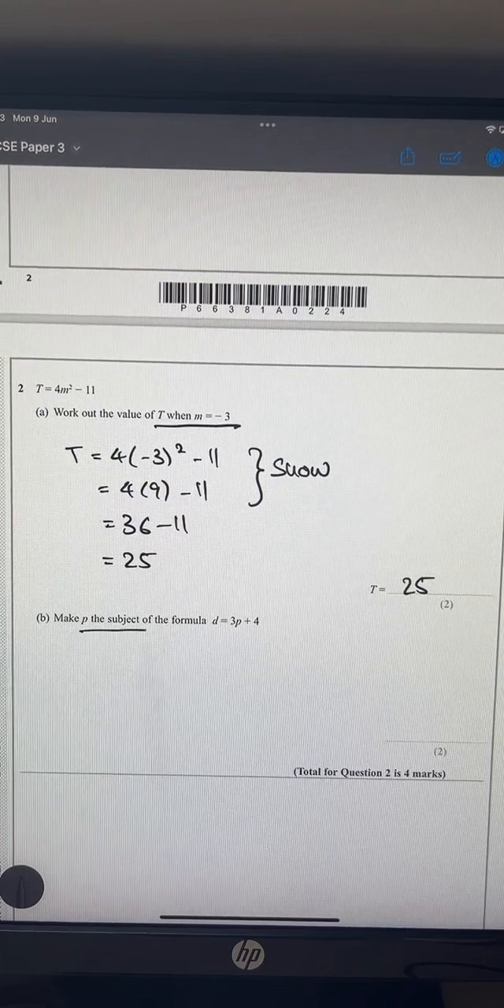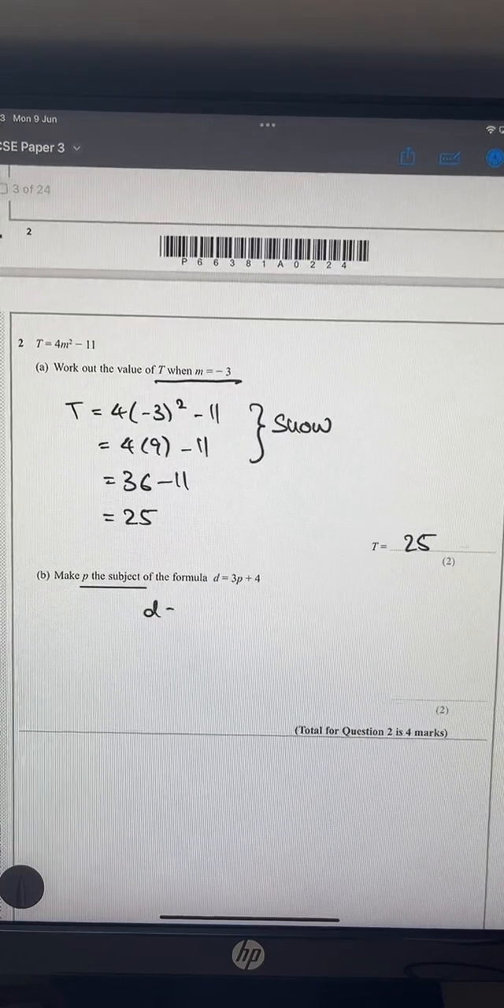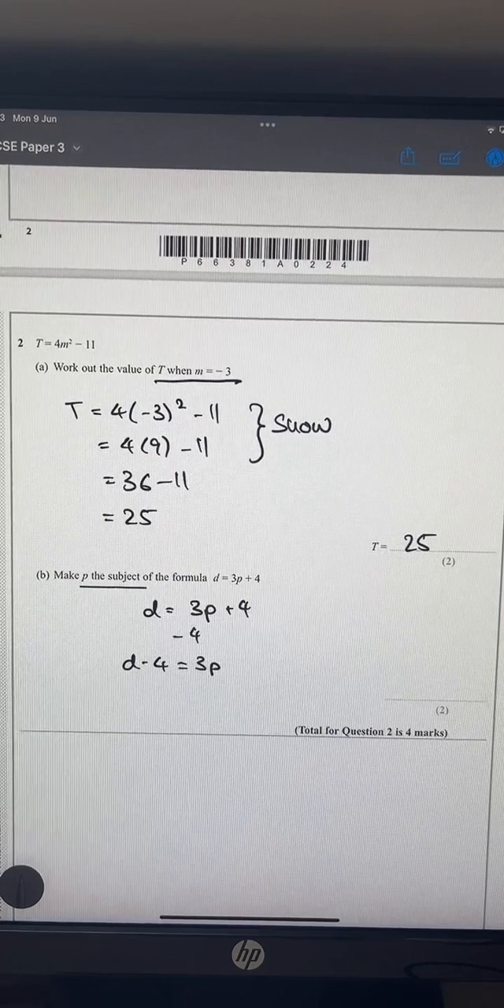Make P the subject in the formula D equals 3P plus 4. So far we have D equals 3P plus 4. I want to get rid of this plus 4, so I'm going to subtract 4 from both sides. So I have D minus 4 equals 3P. I do the inverse. So now I want to separate this 3 from P.